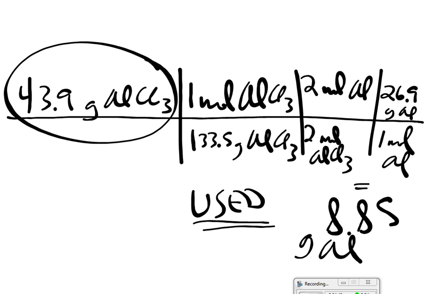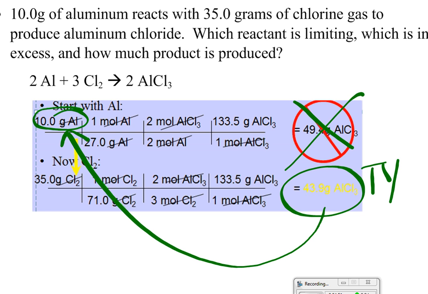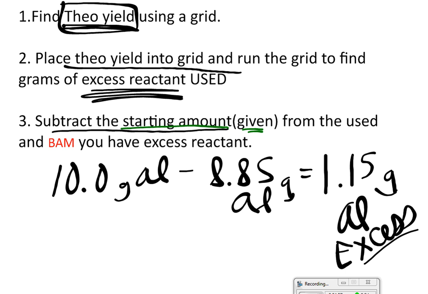Once you get that, it always tells you the amount used. Then it just becomes a subtraction problem: the starting amount given in the problem minus the amount used that you find at the end of the grid, and then there's the word we need. Bam! At that point, you have calculated the amount of excess reactant.